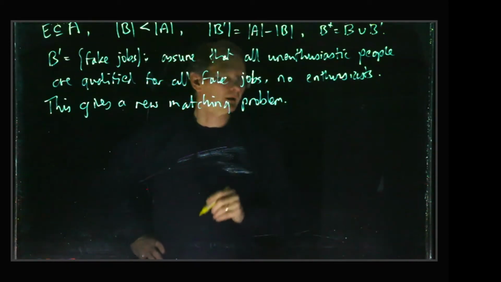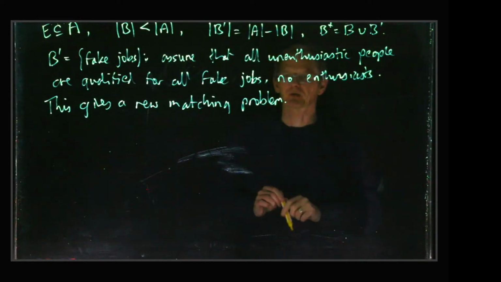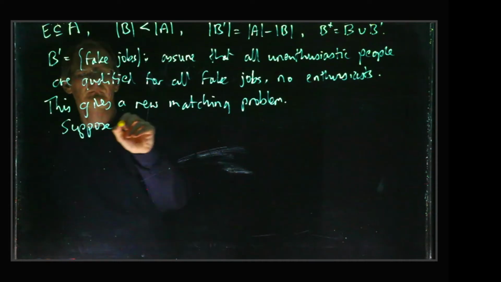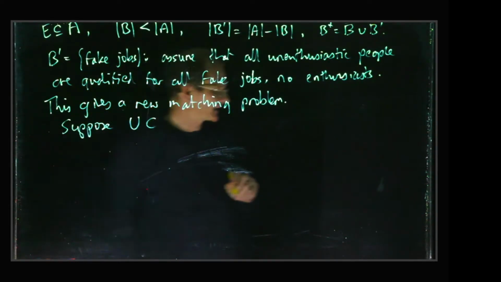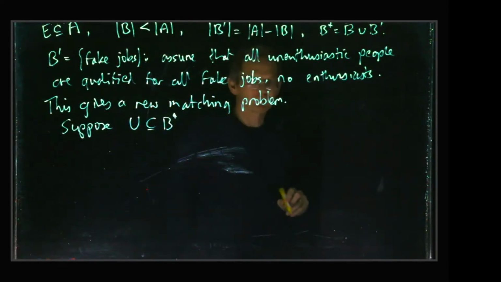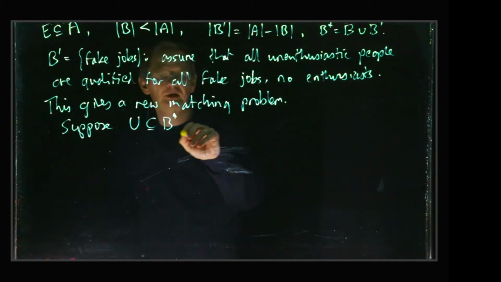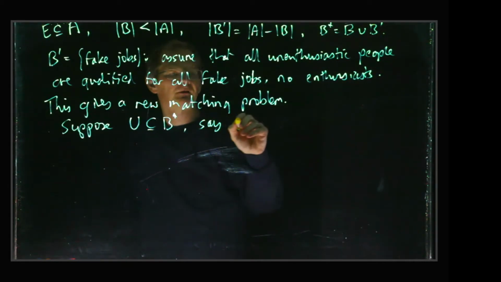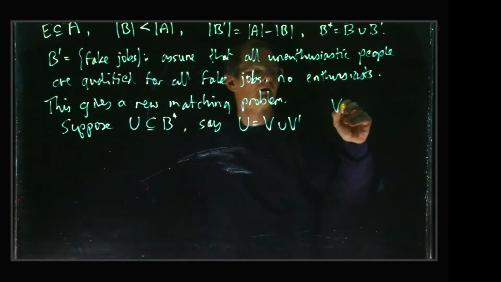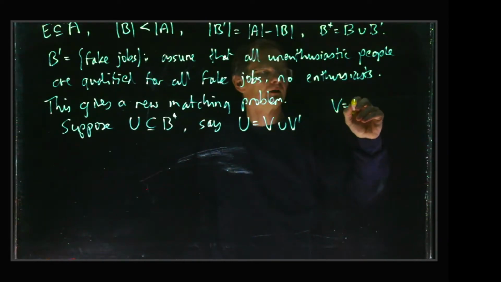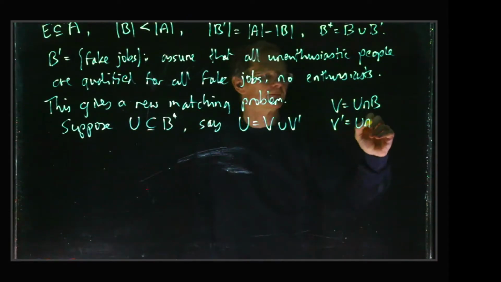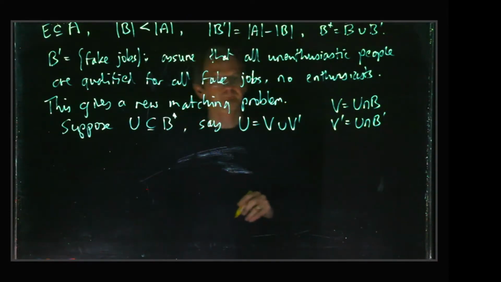And we need to understand the candidate sets for this. So let's consider some set of jobs for this new matching problem. So this might contain some real jobs or fake jobs. So here we can write U is V union V prime, where V is U intersect B, which is the real jobs in U, and V prime is U intersect B prime. So those are the fake jobs here. Okay.